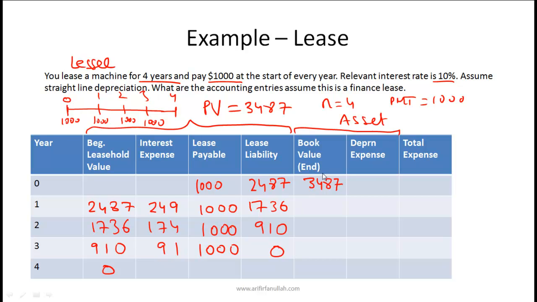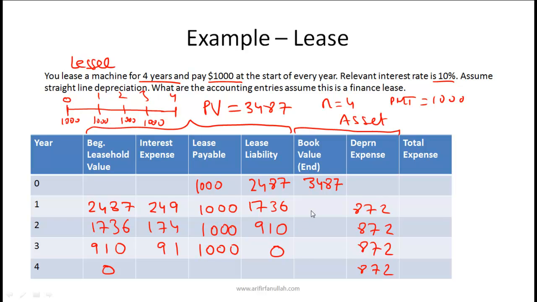In terms of book value, initially the asset is recorded at 3487. Depreciation, assuming we are doing straight line depreciation over 4 years, so every year we will have depreciation equal to 25% of this. We are assuming for simplicity a salvage value of 0. So every year we have a depreciation of 872, so 872, 872, 872 and 872 depreciation in the 4th year. So these are our depreciation amounts.